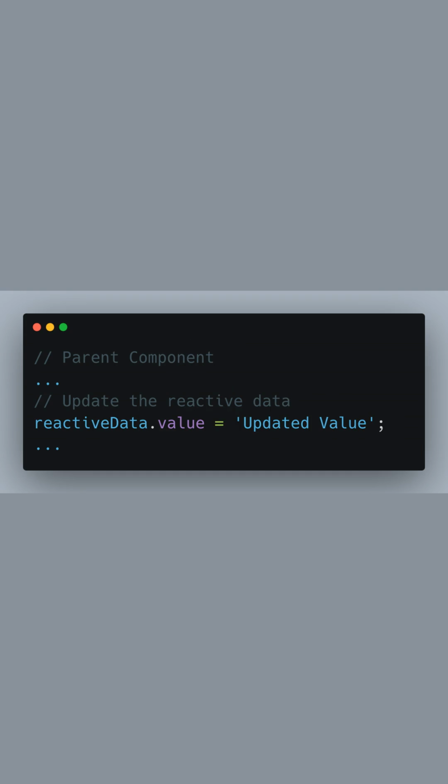When we modify reactiveData.value, Vue's reactivity system ensures that this change will be picked up by the reactive system, and any component that injected reactiveKey will react accordingly. This is how data flows down from parent to descendants and stays synchronized across the components.